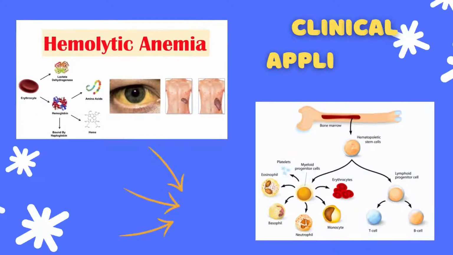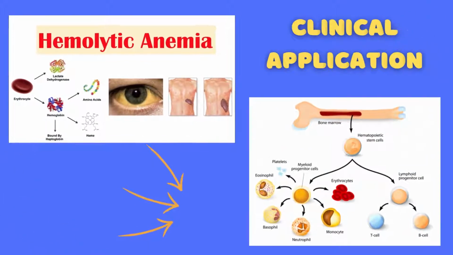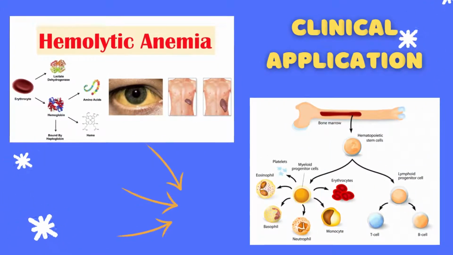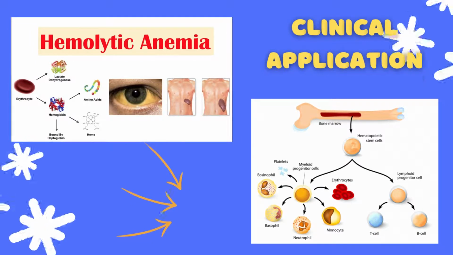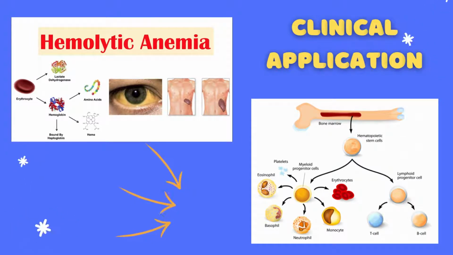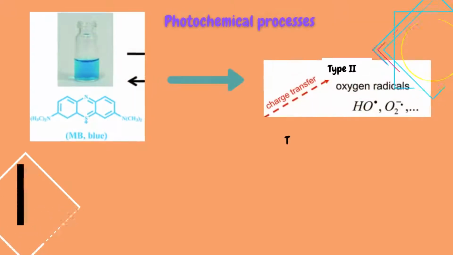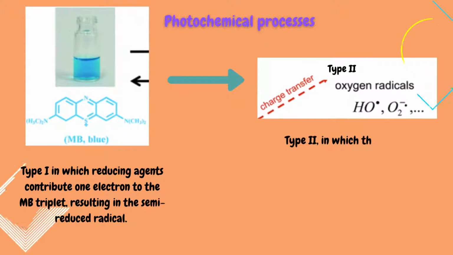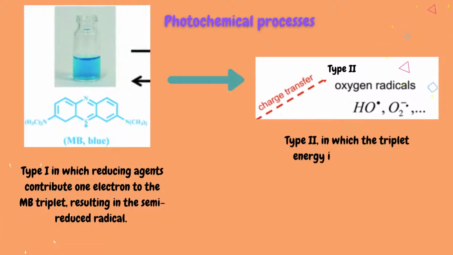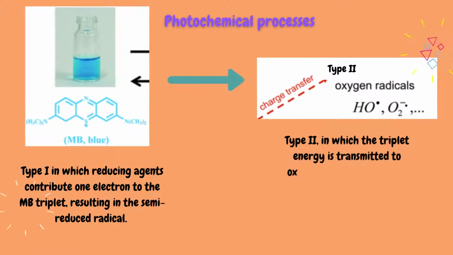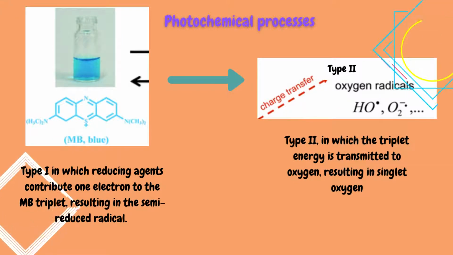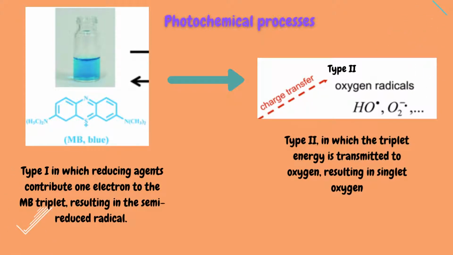Reticulocyte counts have generally been used to record the presence and severity of hemolytic anemia or to evaluate bone marrow function. Methylene blue has been widely employed in the photooxidation of both natural and synthesized compounds. There are two principal photochemical processes that are commonly observed. Type 2, in which the triplet energy is transmitted to oxygen, resulting in singlet oxygen, and type 1, in which reducing agents contribute one electron to the empty triplet, resulting in the semi-reduced radical.